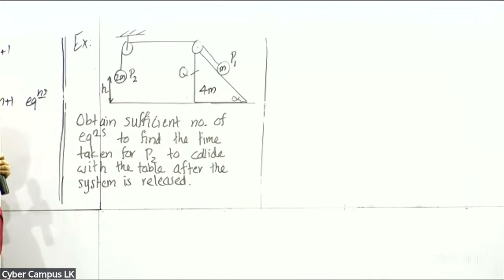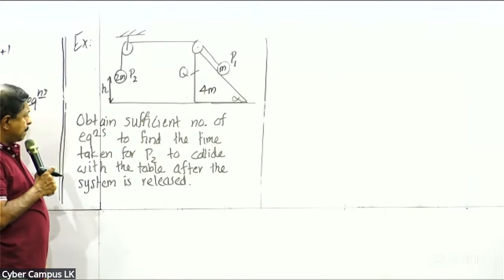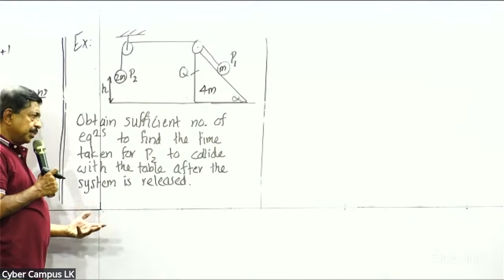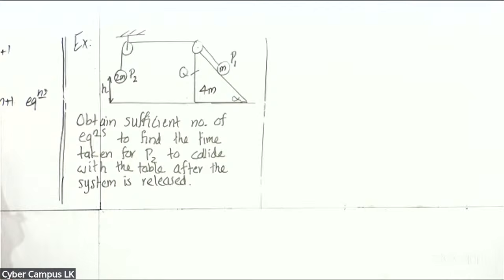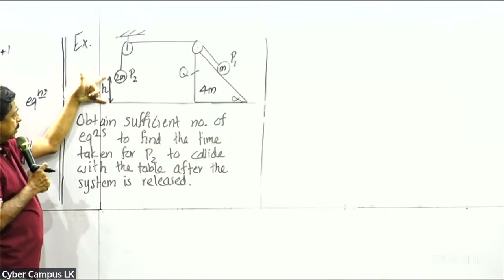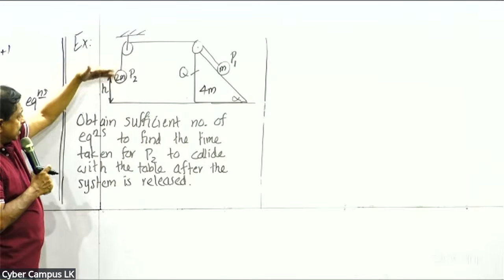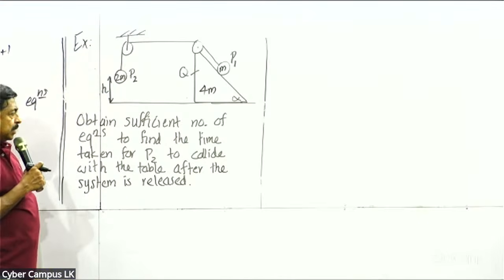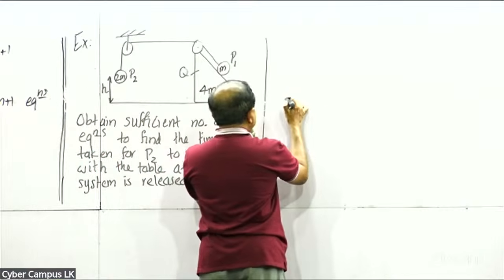Okay, we'll do this before taking a break. In this problem, to solve it, we have to find a sufficient number of equations to find the time taken for P to collide with the table. So at this point, the height difference, they are in fact h distant apart. Now, you have to first figure out the accelerations.